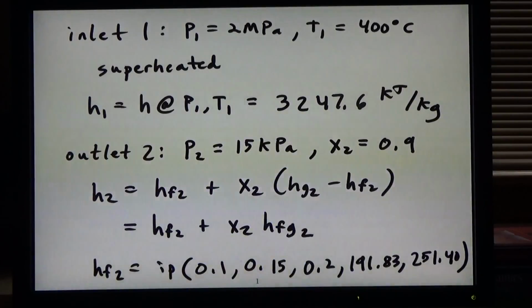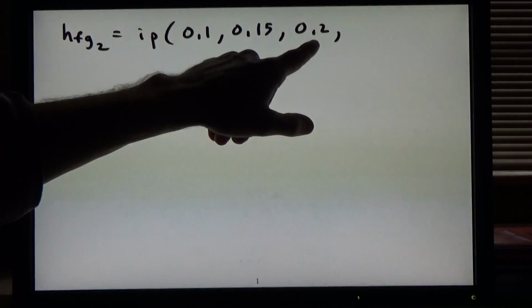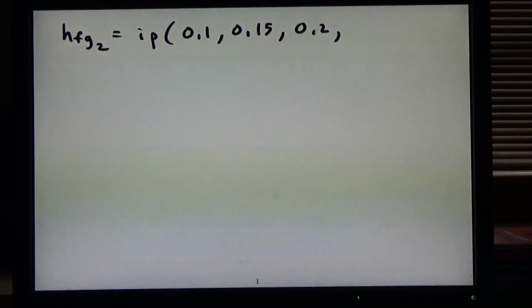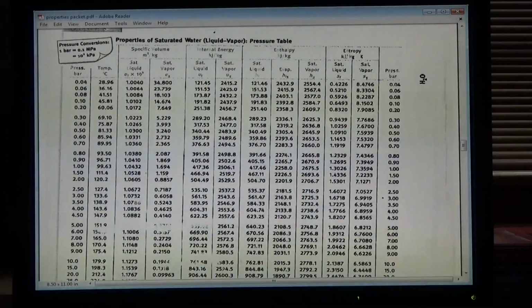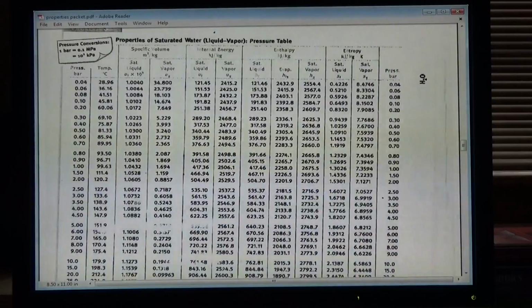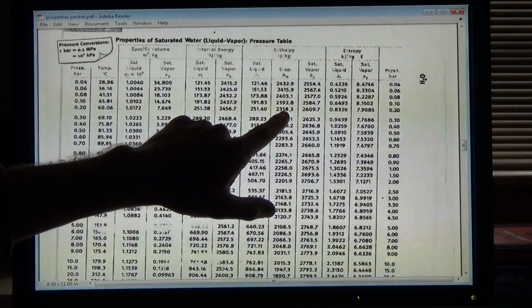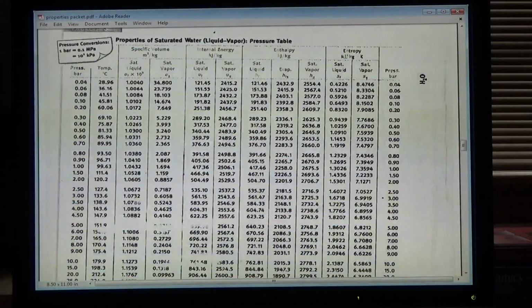And then for Hfg2, we also need to interpolate between 0.1, 0.15, and 0.2. So the table values are at 0.1 and 0.2, and 0.15 is our known value. At 0.1, Hfg is 2392.8. And at 0.2, Hfg is 2358.3.